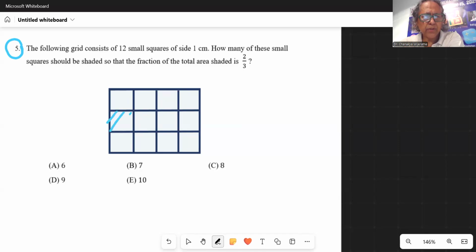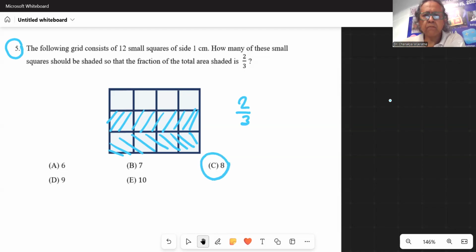what happens? So I shade this row and I shade this row. So then, since each square is of the same area, we can see that the shaded area is actually 2/3. So how many squares are there? There are 8 squares.